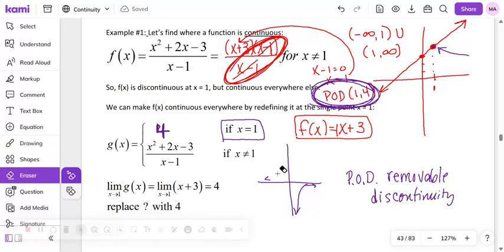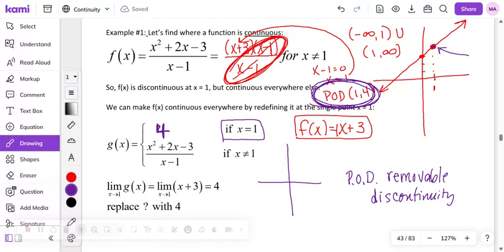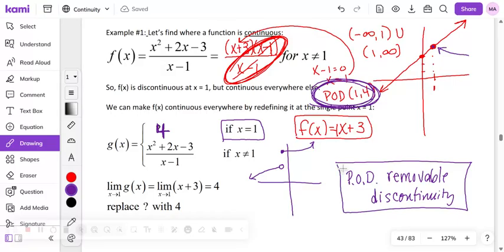The same goes for jump discontinuity. If we had a function that went like this, and then we had another function that went like this, there's no point, there's nothing we can do here that would make this continuous without making it so it wasn't a function anymore. So a point of discontinuity is the only kind of removable discontinuity that we will have.